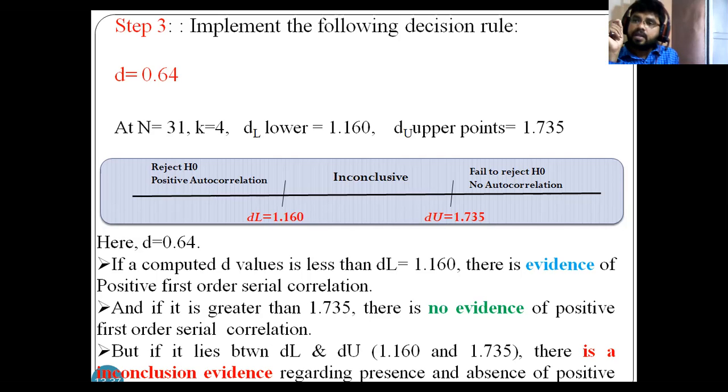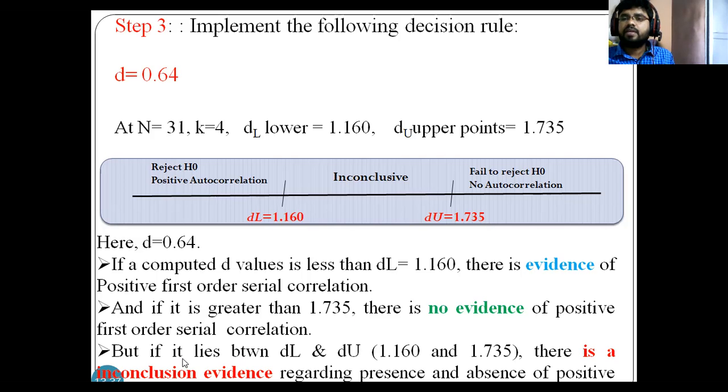So when you are running a multiple regression, if the D value is very close to 2, it may be less than 2 or greater than 2, but there is no autocorrelation problem. Generally, we consider D more or less equal to 2. But if you want accurate results, keep in mind the DL value and DU value, the lower limit and upper limit of the D statistic.